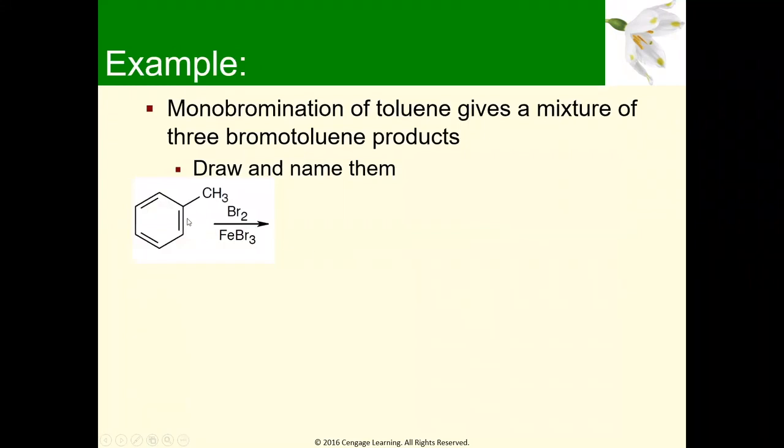Okay, so for example, let's say that we have this molecule, which hopefully you remember the name of. That's toluene, right? So we want to put a bromine on there. Monobromination of toluene gives a mixture of 3 bromo-toluene products. We're going to draw and name them.